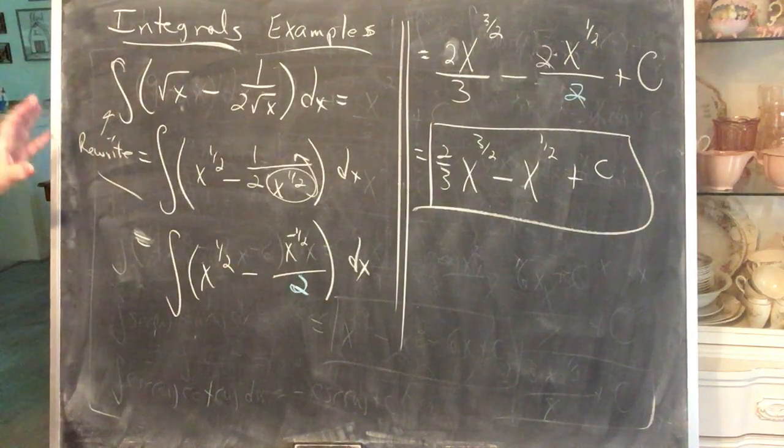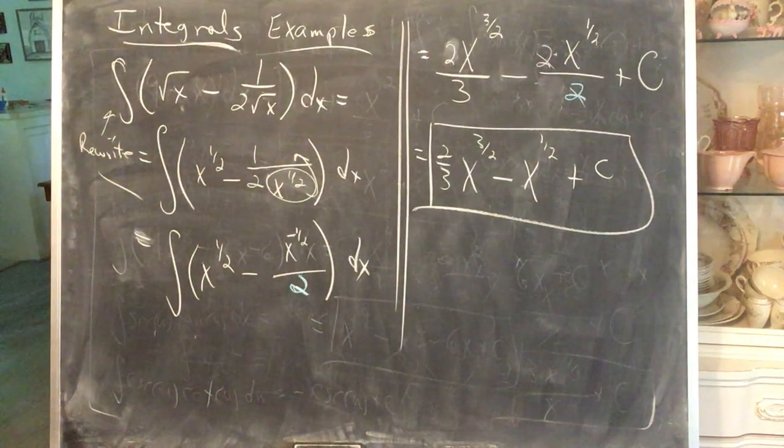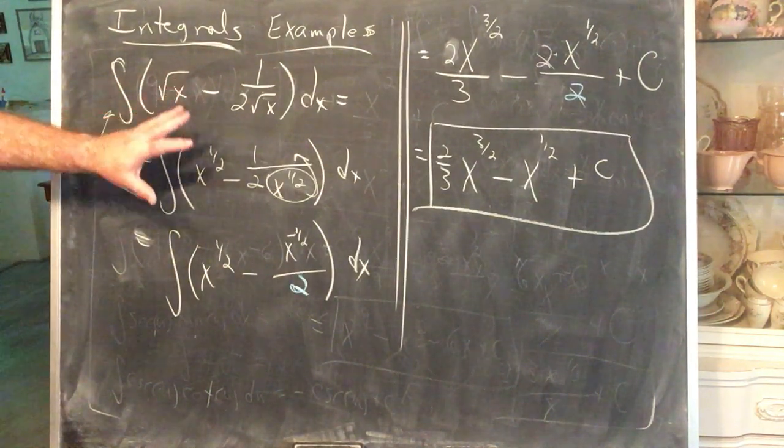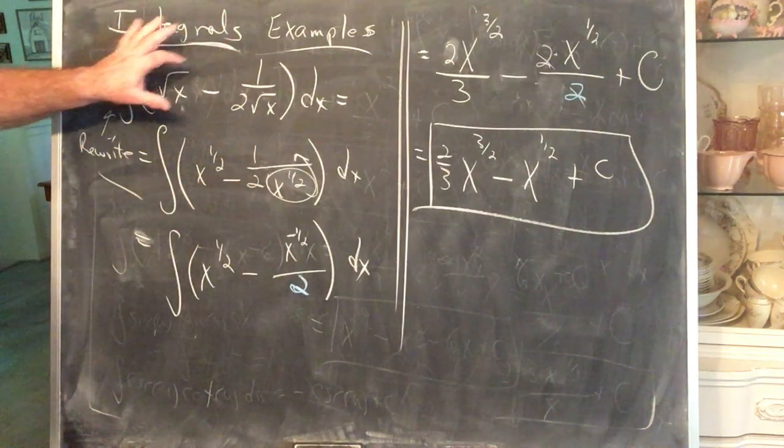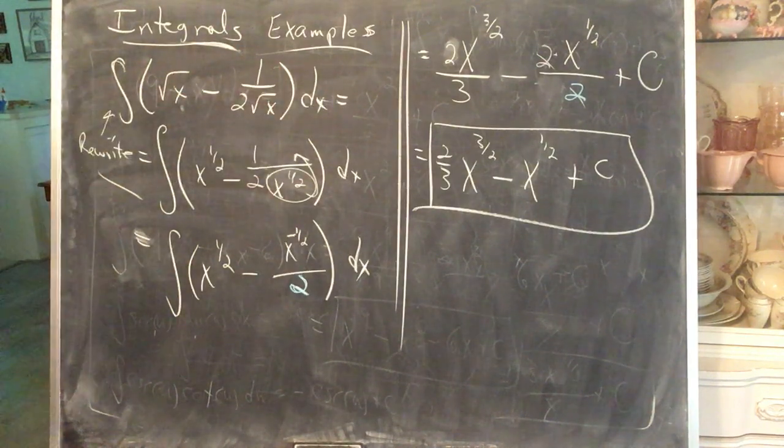That takes a lot longer to explain than it does to actually do the process. The fractions can be a little dicey. Just write them in exponential form. Use the power rule. The radicals, rewrite the radicals without the radical. Rewrite the radicals in exponential form, and the integral goes much more smoothly.